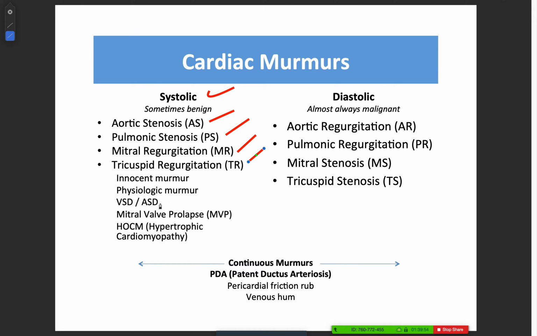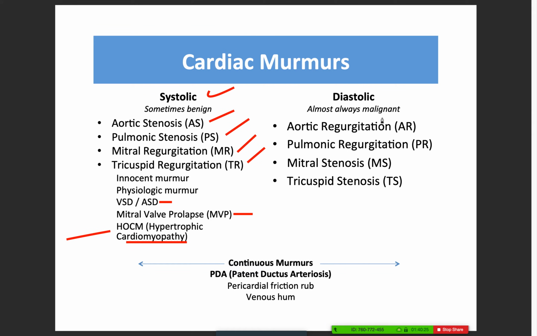We can also hear our VSD and ASD during systole, mitral valve prolapse we would hear during systole, and hypertrophic cardiomyopathy. I believe we talk a little more about hypertrophic cardiomyopathy during our lecture on Wednesday, so I won't take a long aside now, although I really have to resist talking about it because I love talking about this particular disorder, and so does Step 1. But we'll talk about this more on Wednesday. Just know for now that it's a systolic murmur.